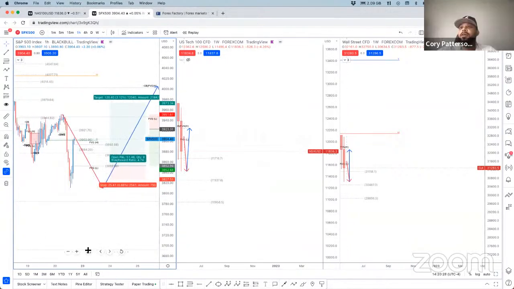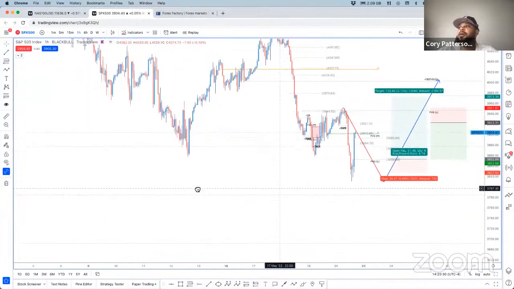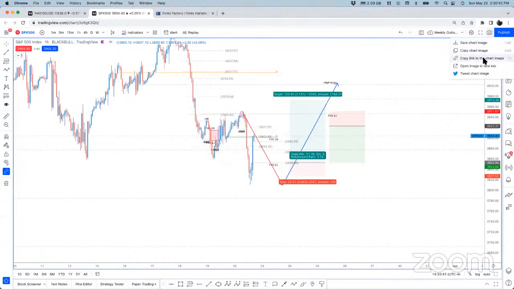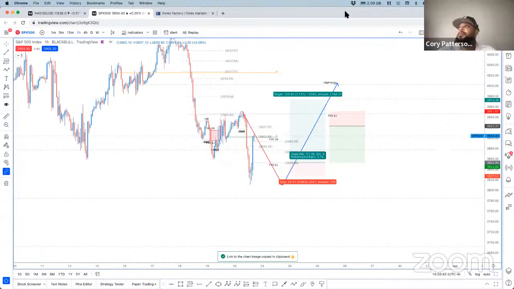So let me send you this chart. You show that to us, like the actual candles. Yeah, I'll drop it in there.